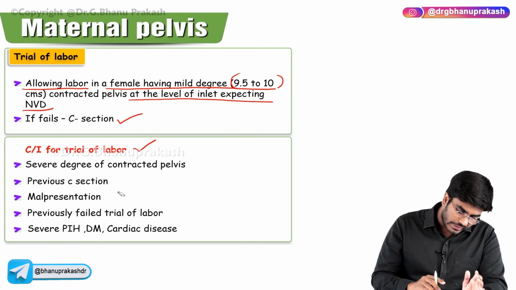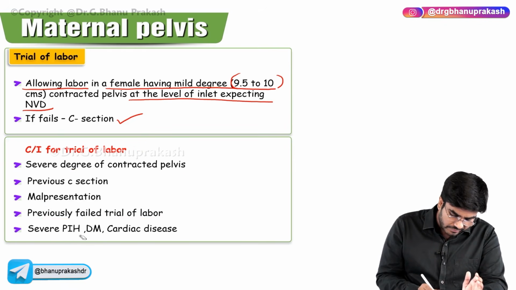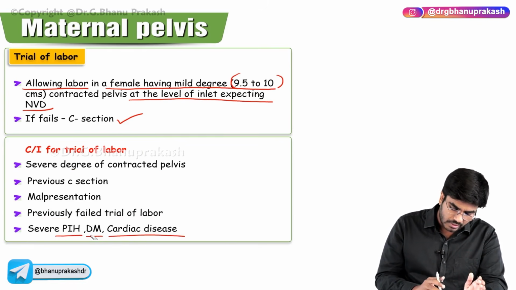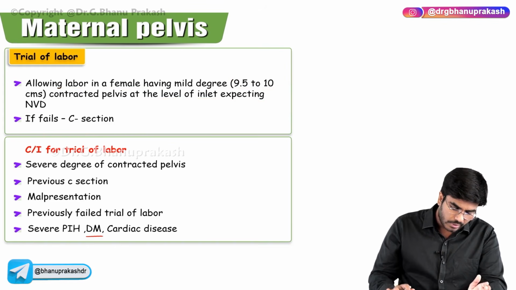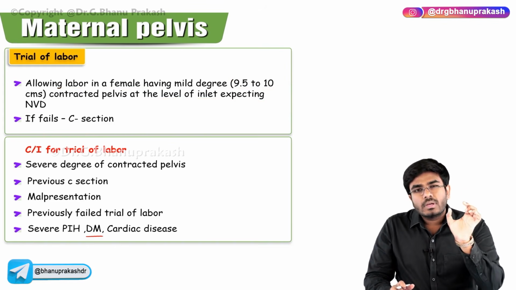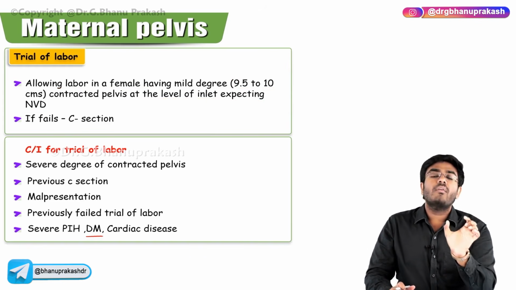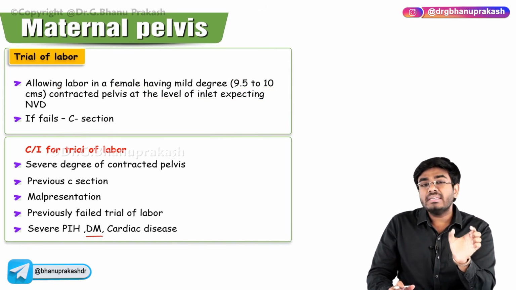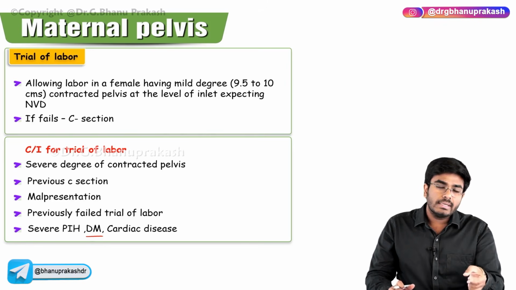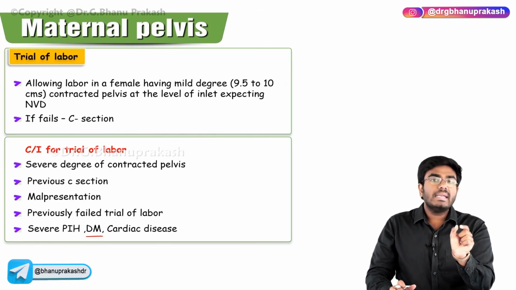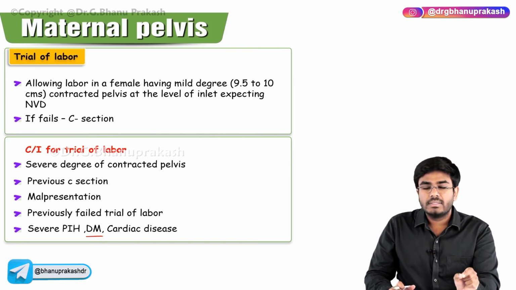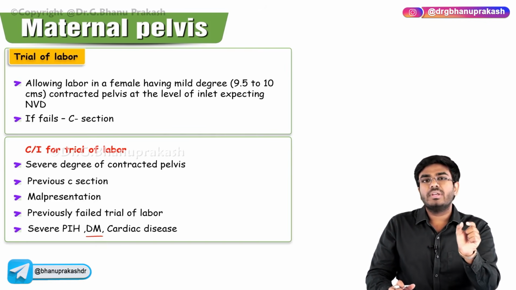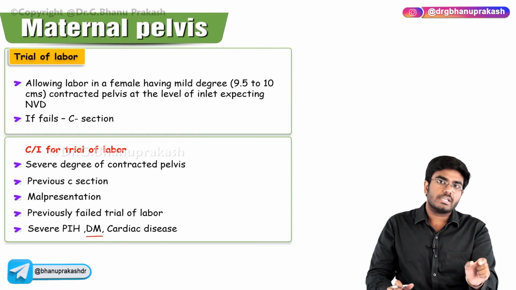So, it's a contraindication. Now, if a female is suffering with severe pregnancy-induced hypertension or diabetes or cardiac diseases, trial of labor is contraindicated. So, these are some important points. Now, for contracted pelvis, the mode of delivery is C-section. But trial of labor can be tried if there is a milder degree contracted pelvis at the level of inlet. If it goes wrong, you can do the C-section.